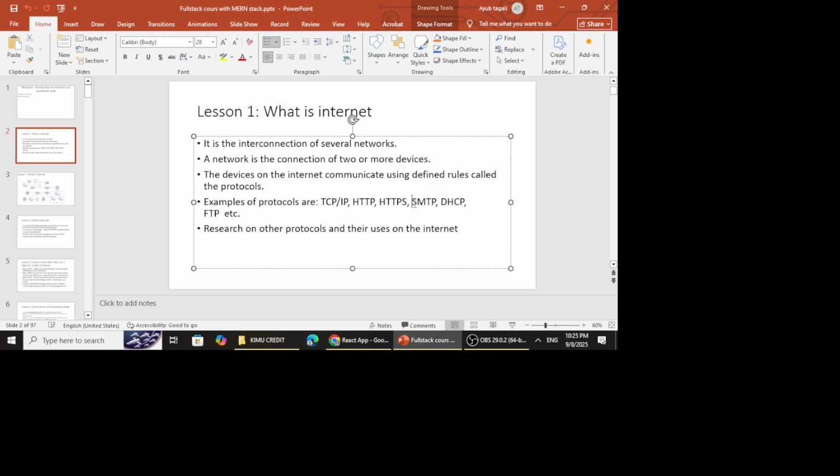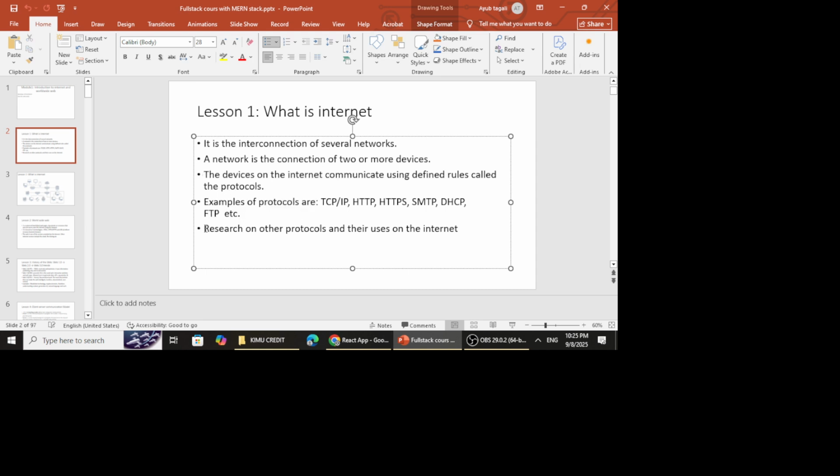The SMTP protocol is used to share emails on the internet. The DHCP protocol is used to assign IP addresses to computers connected to the network. The TCP/IP protocol defines the IP protocol and the communication protocol on the internet. The FTP protocol is used for file sharing and file transfer on the internet, and apart from this, there are other protocols on the internet.